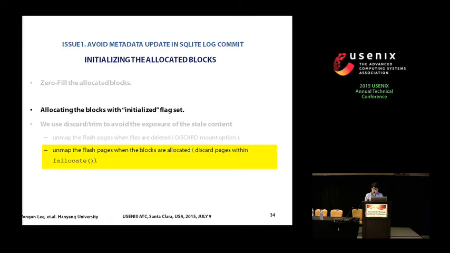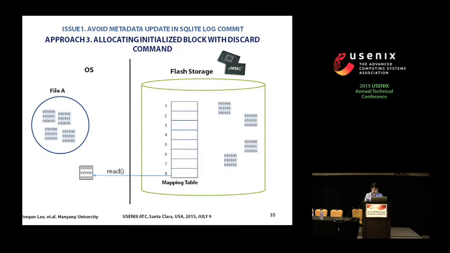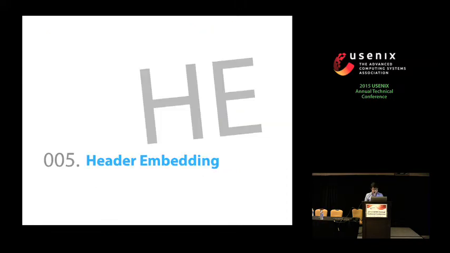In the third approach, the file blocks are unmapped when they are allocated. As I mentioned before, we modified the fallocate function to allocate blocks with the initialized flag set, and to issue the discard or trim command to the corresponding flash storage sectors. In this way, we can protect the stale data too. So after implementing all three schemes in our test platform, we decided to use the third approach with a trim command on eMMC.